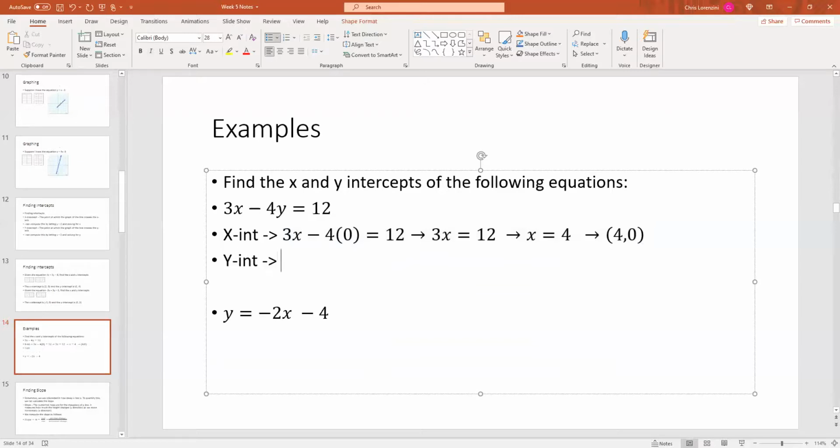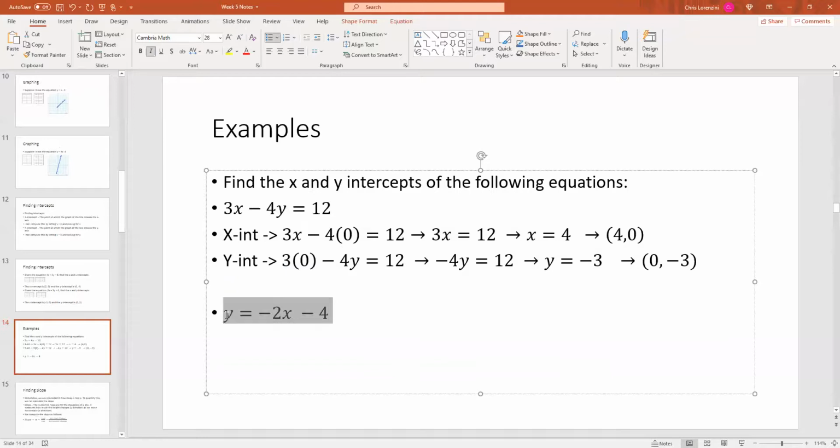If I want to find the y-intercept, I'm going to let x equal 0. So instead of letting y equal 0, I let x equal 0, and I solve this equation for y. So I'm left with negative 4y is equal to 12. Solving that for y, I get y is equal to negative 3. So my y-intercept will be at the point 0, negative 3. Not too bad for us to do. Let's do the next one.